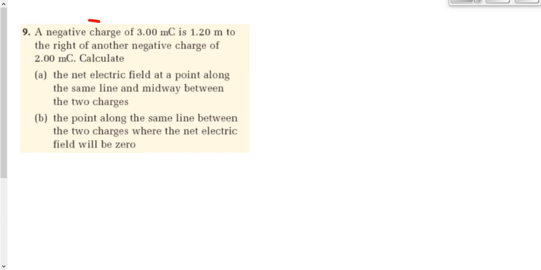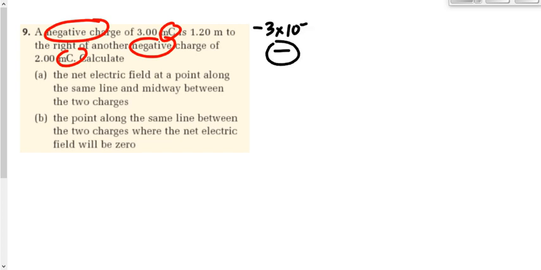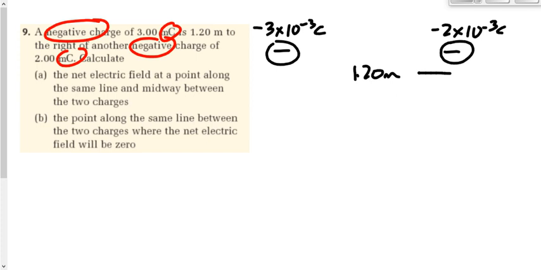We got a negative charge, 3 millicoulombs. Another one, another negative. We want to find the field strength midway between them. So let's make this 3 times 10 to the minus 3 coulombs. Let's make this one 2 times 10 to the minus 3 coulombs. Let's make the distance 1.20 meters. I want to find the field strength right there, midway between.